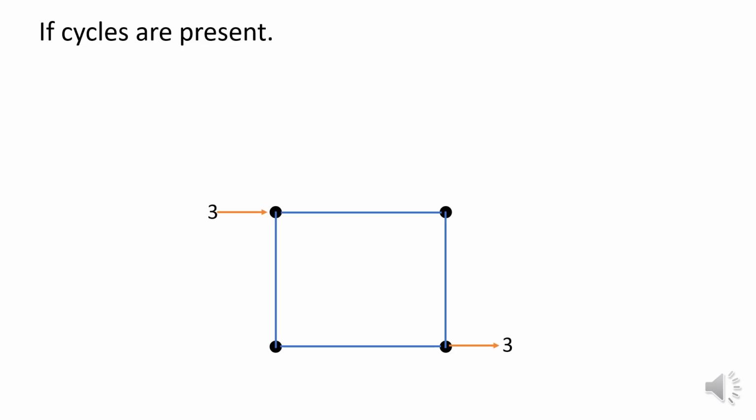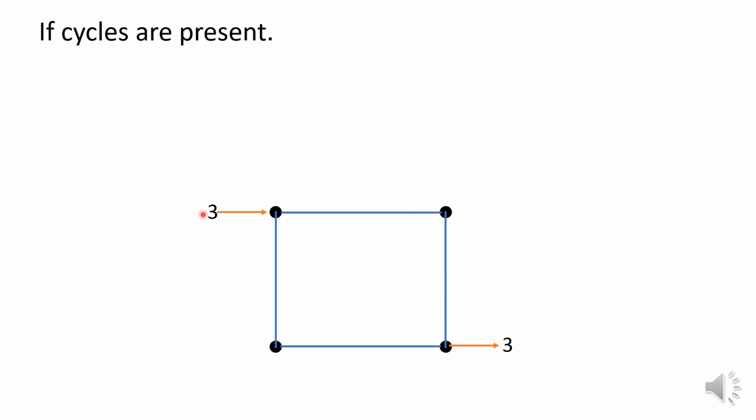Now, so far we have been only working with tree structures, tree networks. But what if cycles are present? What if it's not a tree and cycles are present? Well, let's look at this example. You have here a network which has a cycle, so it's not a tree.